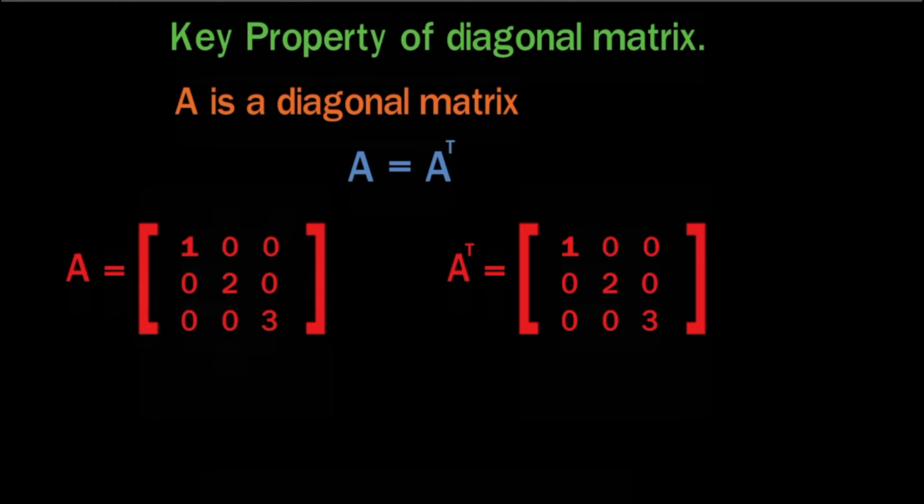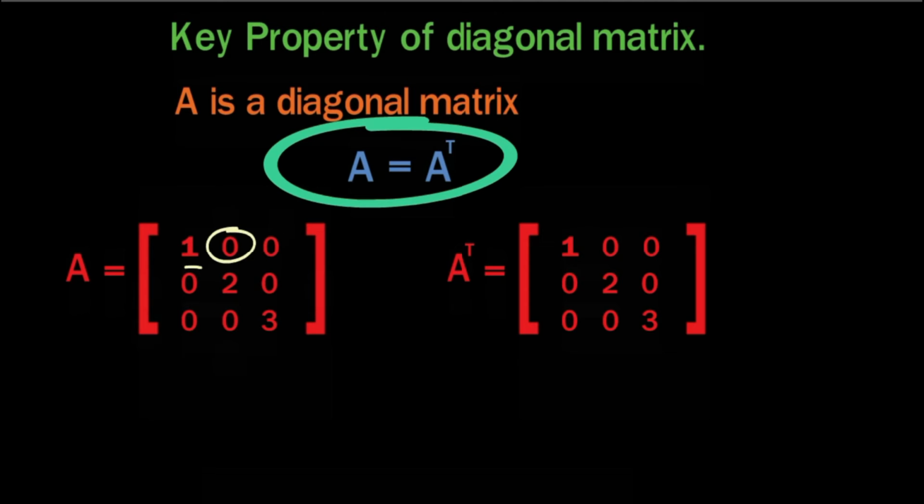So this is one of the key properties of a diagonal matrix. When you transpose, you will get back the same matrix. For example, A12 and A21 have the same element, and A13 and A31 also have the same element, and A32 and A23 also have the same element. So this is why A equals A transpose.